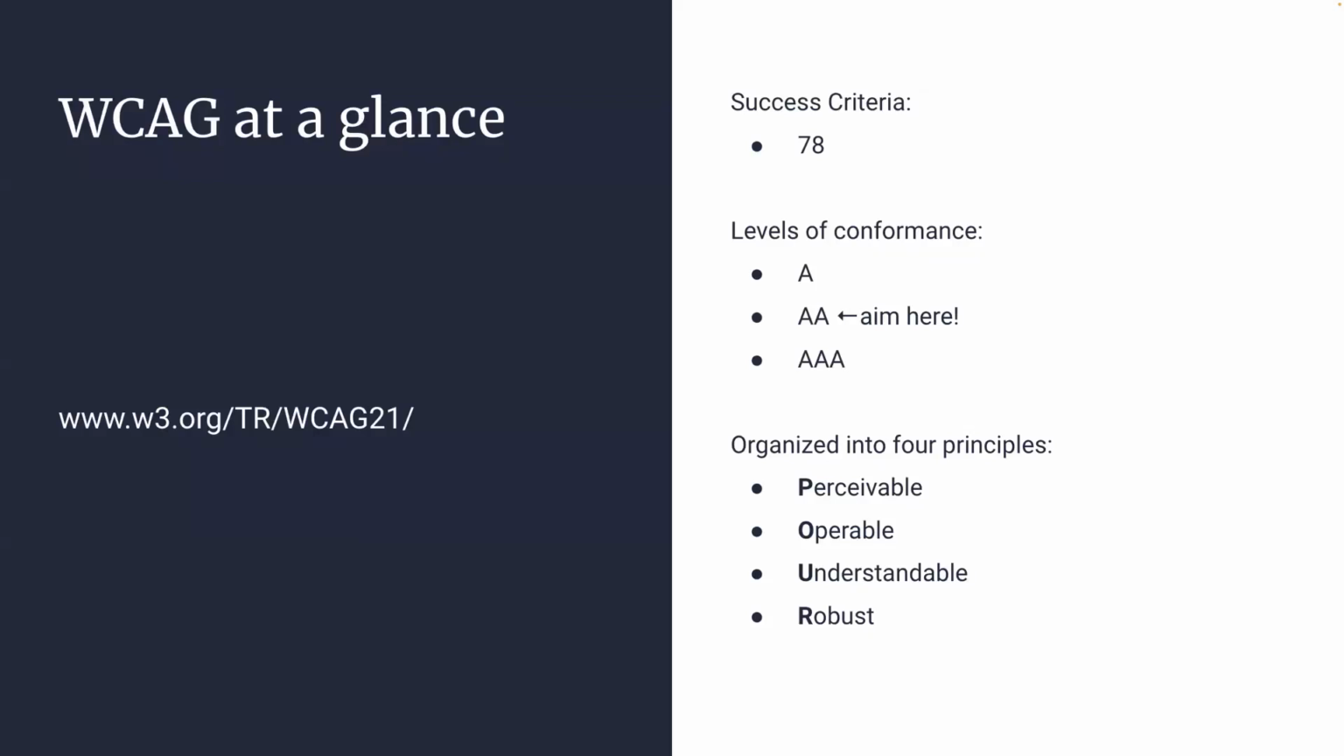Understandable means a user must be able to understand the content and how an interface is meant to be operated. This covers things like the language of a page being programmatically specified so that screen readers can read it accurately, that navigation and layouts are predictable and consistent, and that errors on forms are clear and instructive.